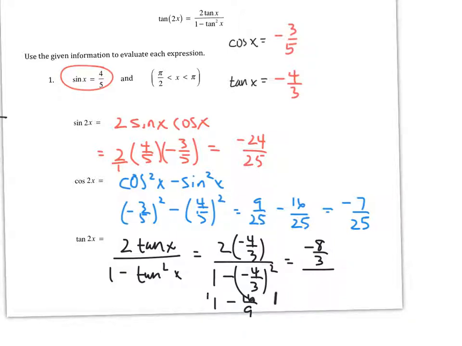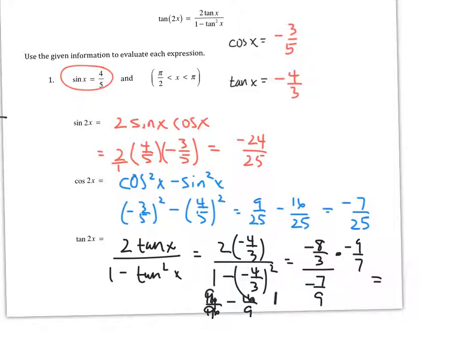Okay, the bottom, remember that this is 1 minus 16/9. 1 is the same thing as 9 over 9. What's 9/9 minus 16/9? Negative 7/9. So if I go ahead and multiply by the reciprocal of negative 9 over 7, what do we get for our final answer?